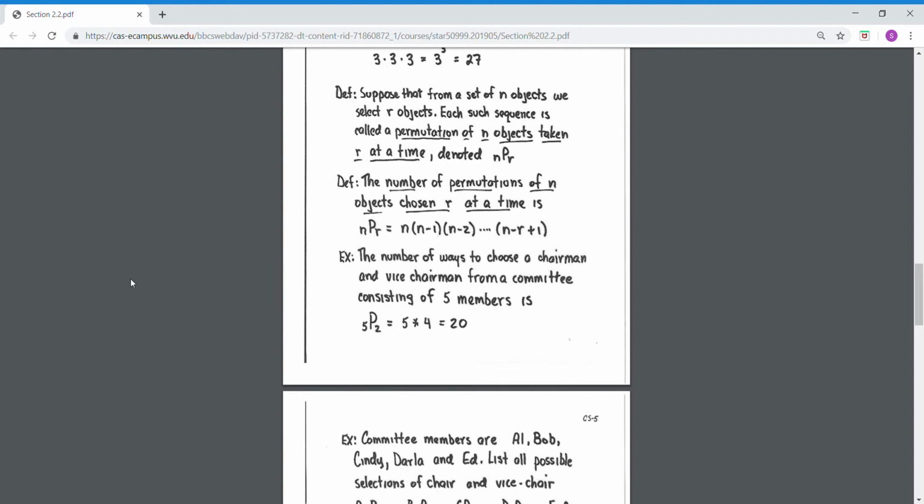A way to think about this using my previous example of running a race, there may be 10 people running the race, but in general, we only care about first, second, and third place, so that would be a 10 permutate 3, which would equal 10 times 9 times 8.